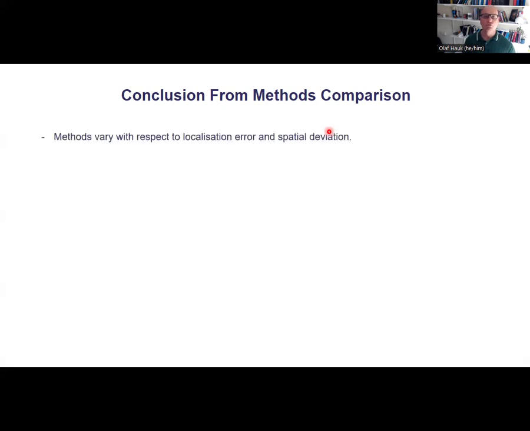But for me, the conclusions from this methods comparison are that methods vary quite a lot, actually, with respect to localization error and spatial deviation. So that means that there is a choice to be made for us. However, improvements in localization error are accompanied by increases in spatial deviation. So there is no method that really optimizes everything. And if there was a method like that, then we would have solved the inverse problem. And we knew that the inverse problem is underdetermined and non-unique and all the rest of it.